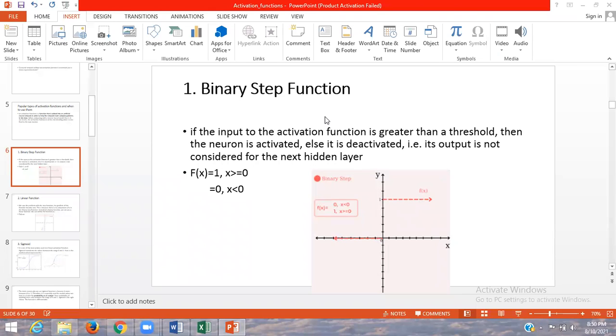So, yesterday we have seen what is activation function and some of the types of the activation function. So today we will discuss the further types of the activation functions. Activation function is the function which triggers the neuron to work on the data. Yesterday we have seen binary step function.